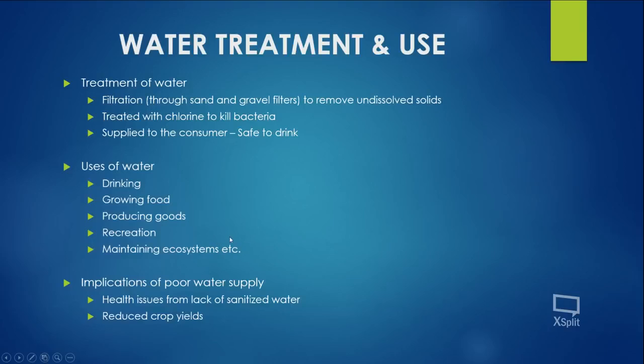Some implications of poor water supply would be the health issues from lack of sanitized water, which can obviously cause a lot of different problems, and reduced crop yields, because obviously water is important to grow plants.